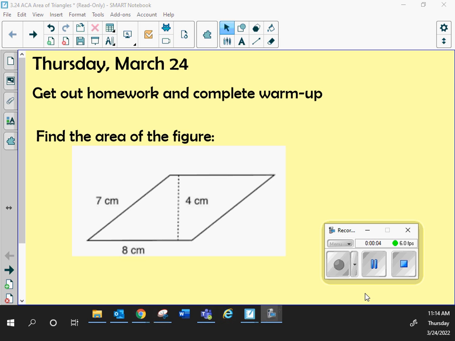We're going to start with our warm-up. Please pause and solve this problem. Remember, what are we going to start every single thing out with? Our formula. It means you substitute and solve. In our answer, we need to make sure we have a unit. Awesome. Pause.